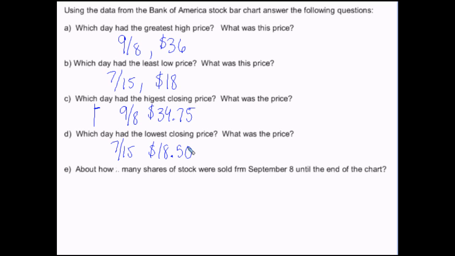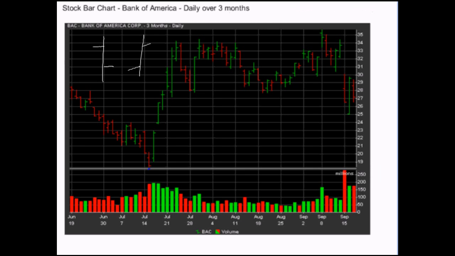Okay, how many shares were sold from September 8th until the end of the chart? Now, that's where we go down here to the volume. And it's hard to see, but this right here says millions. Okay, so these numbers, 0, 50, 100, 150, 200, and 250 are millions. Okay, so September 8th, that looks to be about 160 million, I'm going to say. And September 9th, just a little bit over 100 million, so I'm just going to say 110. I'm guessing. And then September 10th is 100 million.